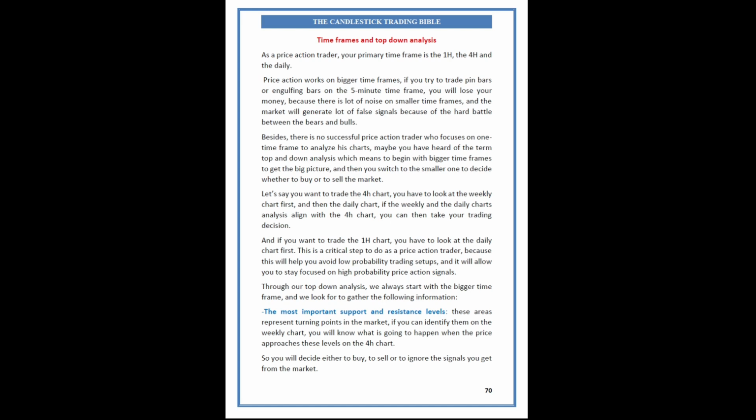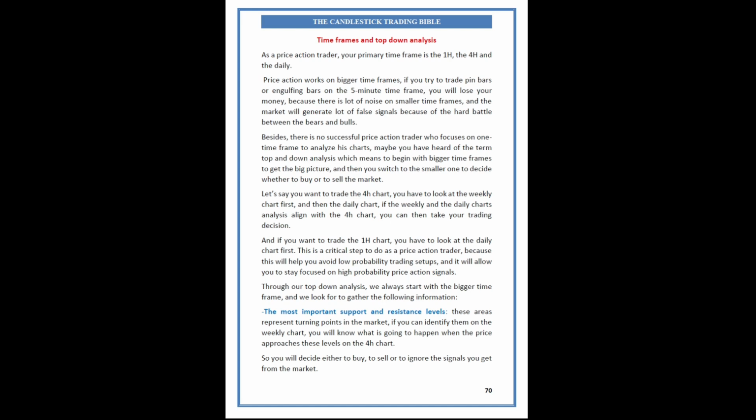And if you take a sell, you're basically trading against the trend, because as you can see from the bigger time frames, the trend is bullish. So that's going to affect the smaller time frames, as they're going to eventually become bullish. And if you want to trade the 1-hour chart, you have to look at the daily chart first. This is a critical step to do as a price action trader because this will help you avoid low probability trading setups and will allow you to stay focused on high probability price action signals.